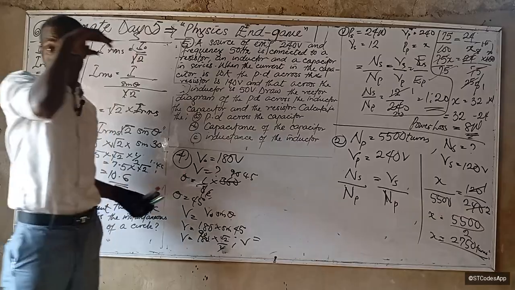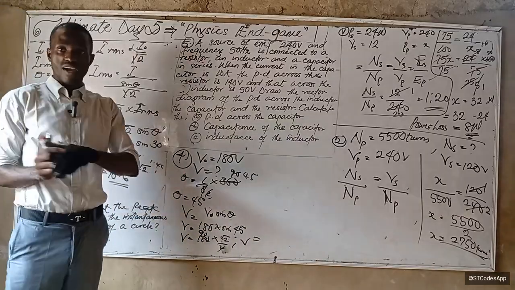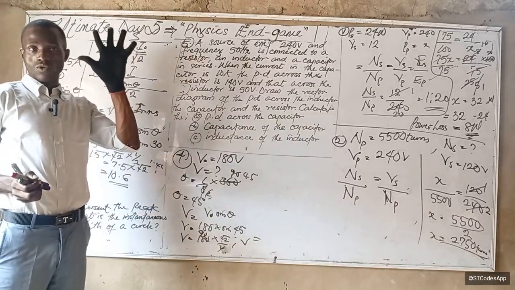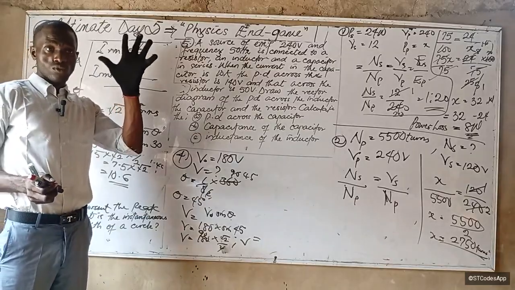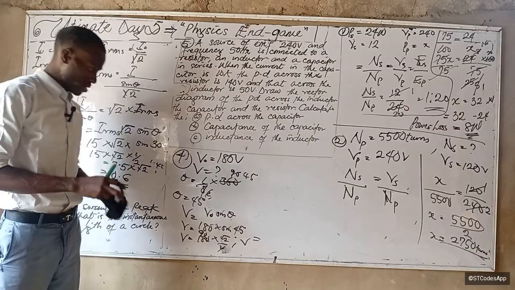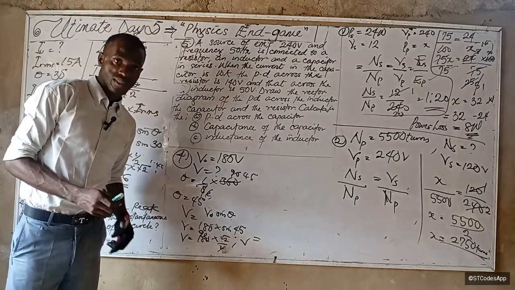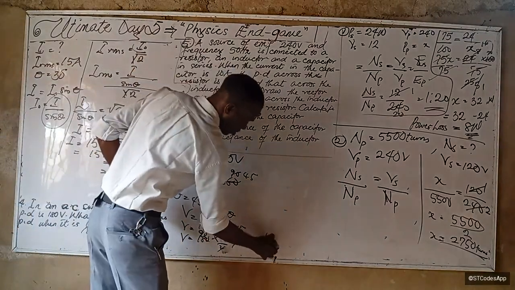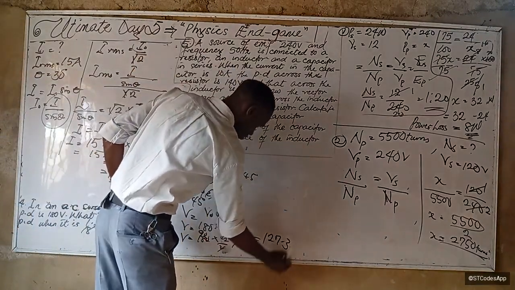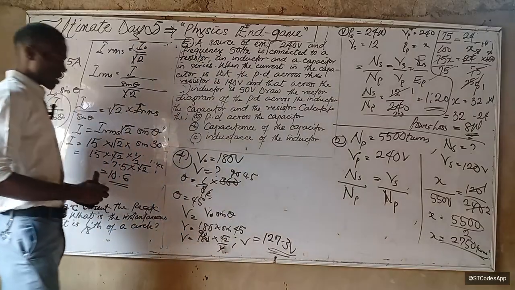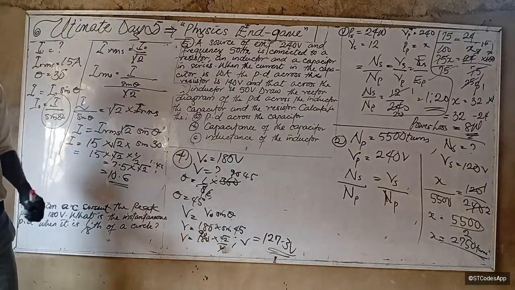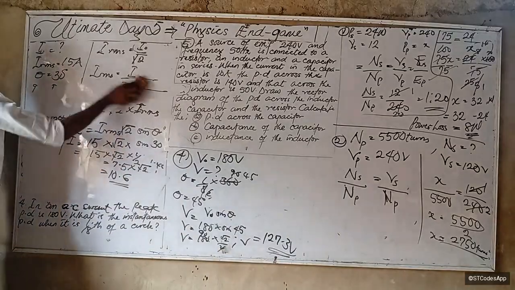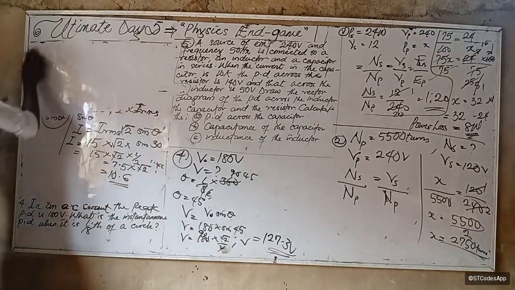Let me quickly teach you a way to master it, to cram it. Do you know the 5-hand rule? Apart from Tolu, who else knows it? The 5 fingers rule. We'll do it. What is the answer here, please? 127.3 volts. Is that clear? Okay, let me quickly teach you this.